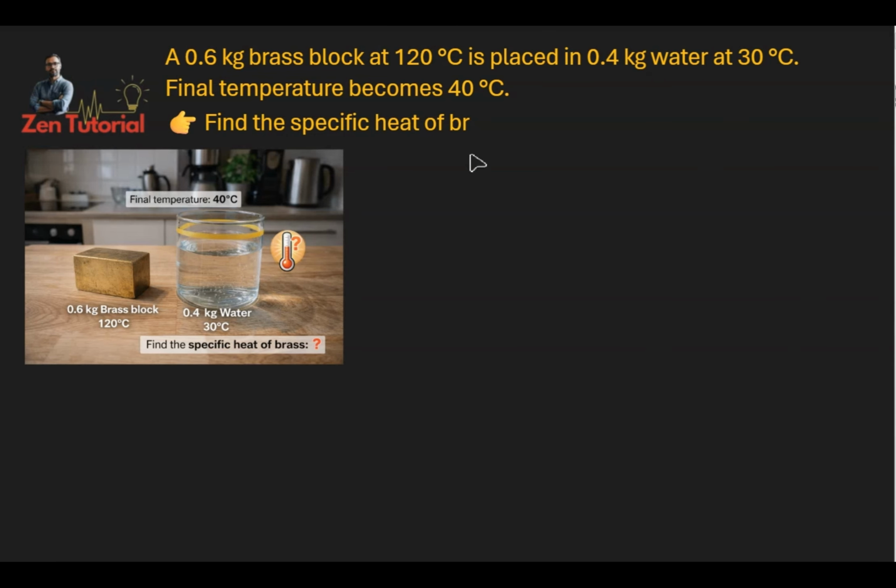In this problem, there is a brass block, mass of 0.6 kgs. Let's first write down. So mass of brass is equal to 0.6 kgs, and the specific heat of this brass we have to calculate. This is the final question of this problem anyways.